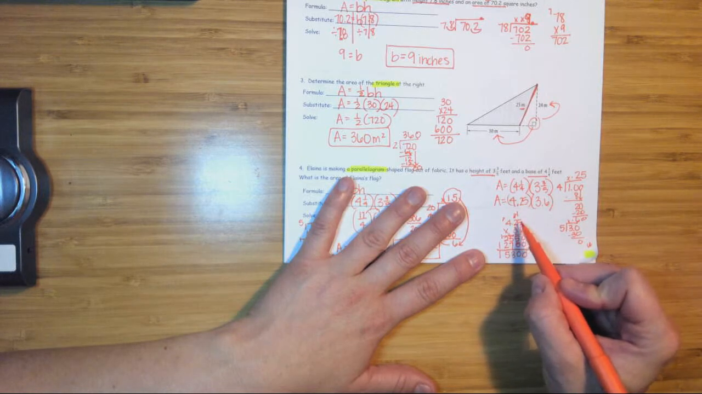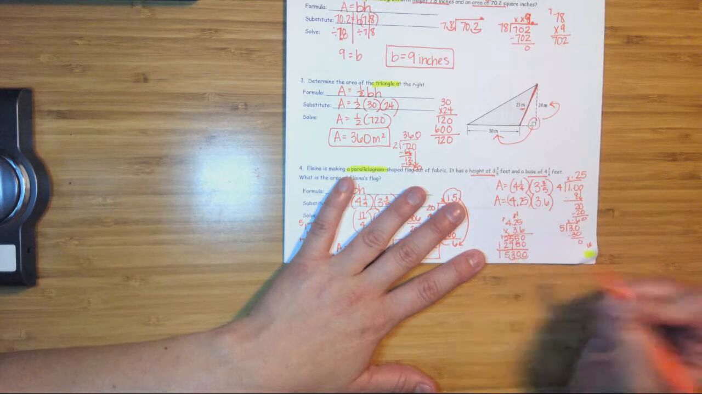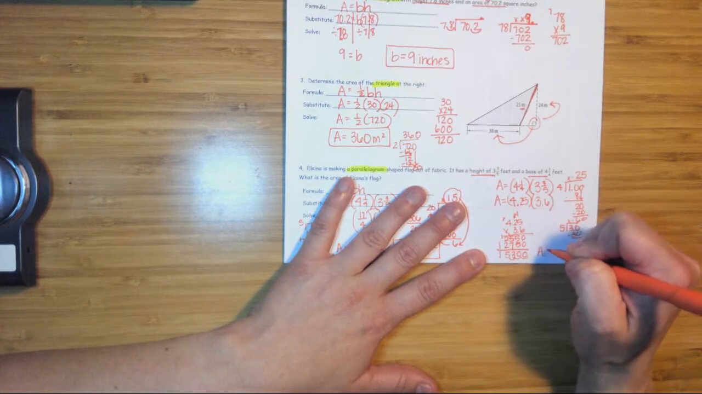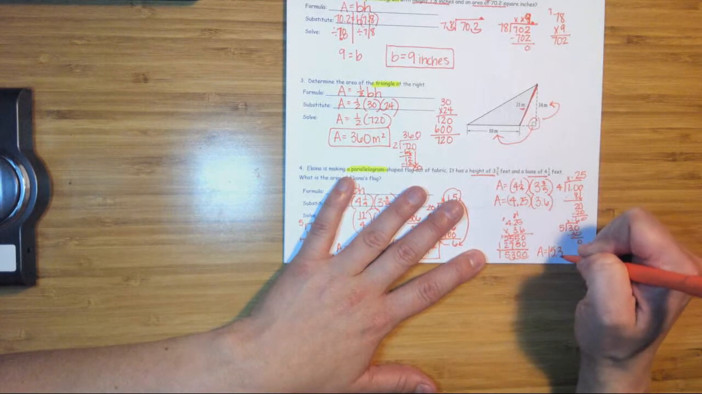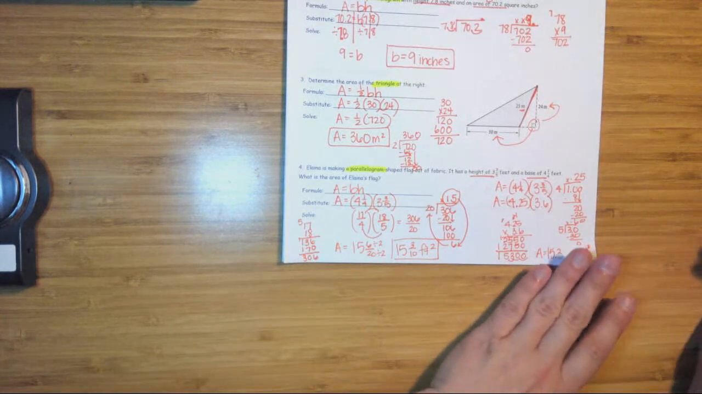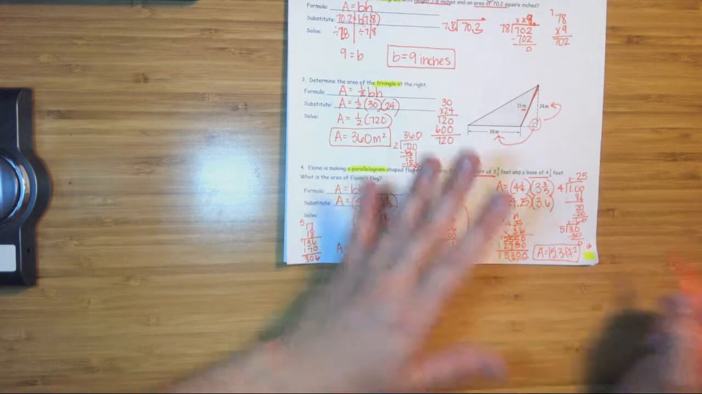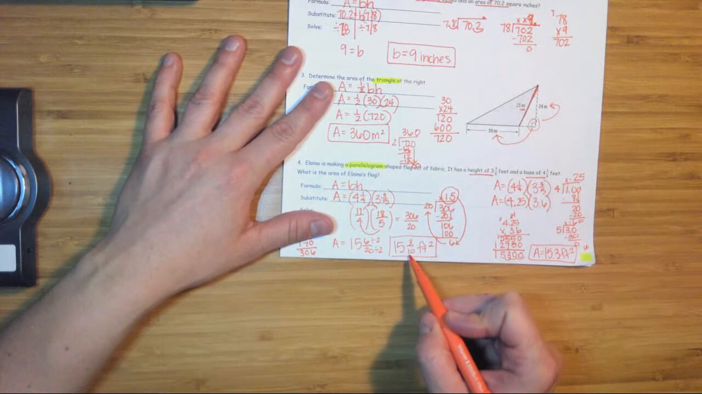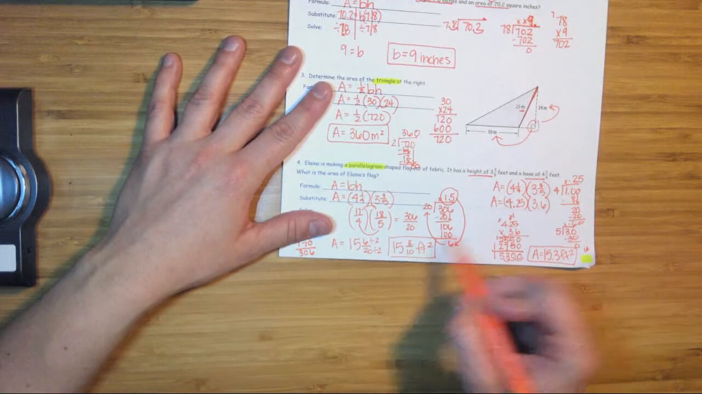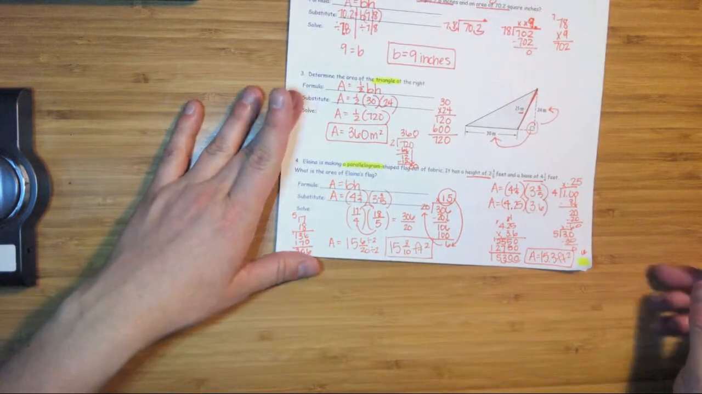And I'm going to move my decimal 1, 2, 3 times. 1, 2, 3. So area is 15.3. You can drop off those zeros. Feet squared. If you were to change 3/10 to a decimal, you'll get 0.3. So those are the same answers.